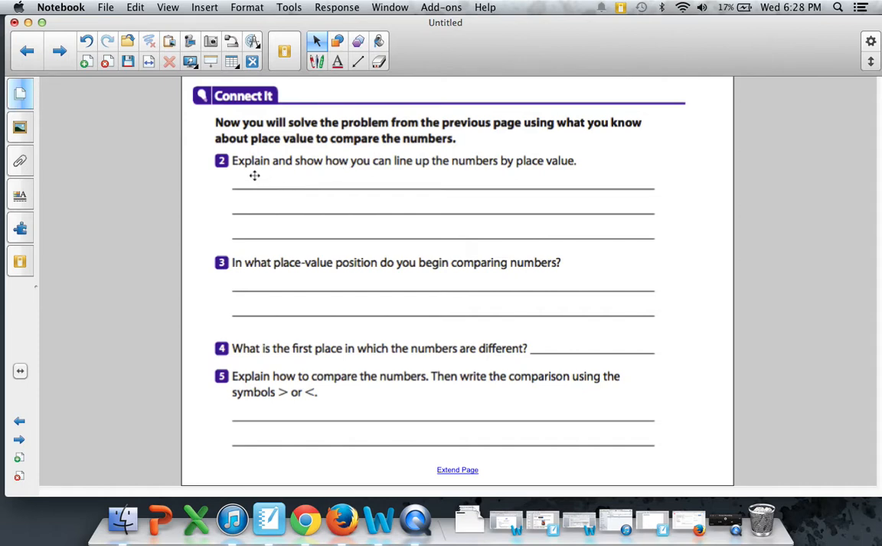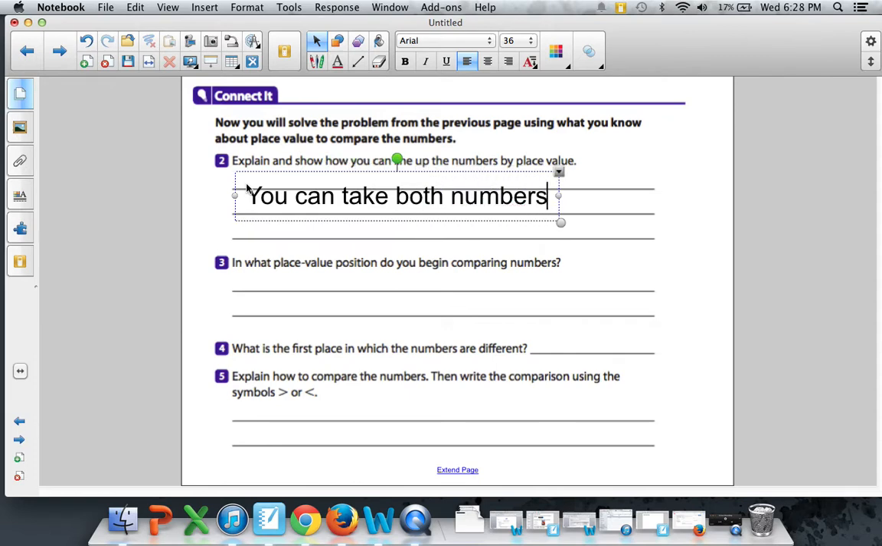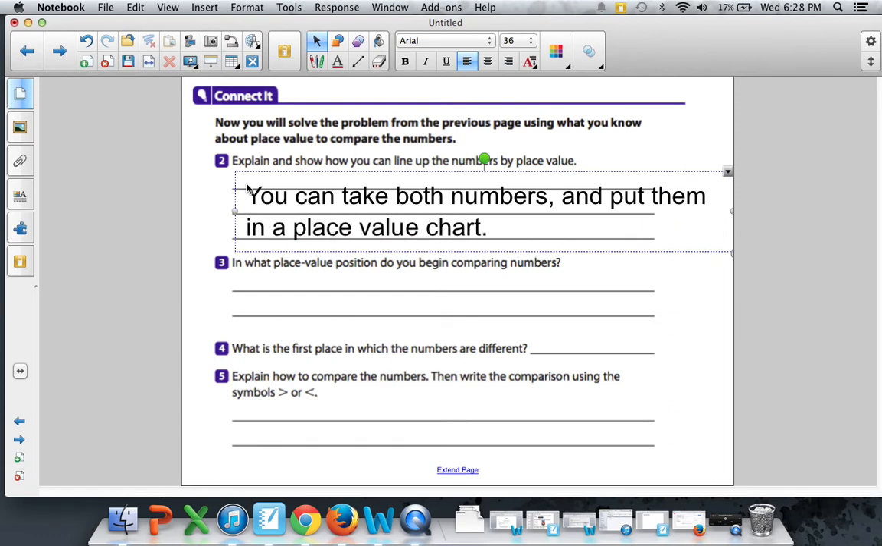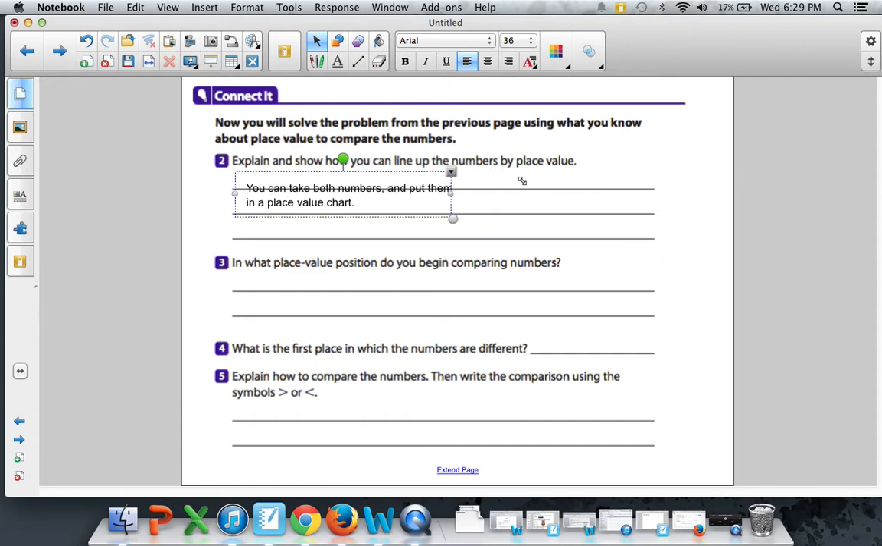That's very easy to make a picture out of and put it in a chart. It's a little bit harder to explain in words. But I guess you would say that you can take both numbers and put them in a place value chart. So if I were you and I really wanted to show what I know, I would show a place value chart. So I would draw one.